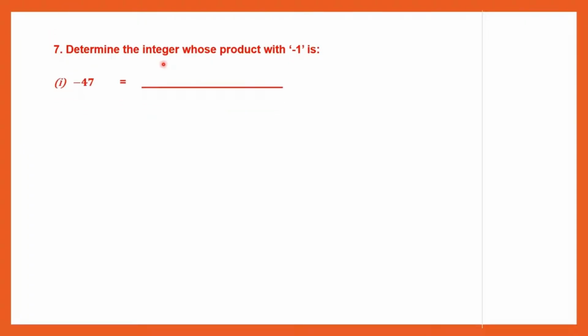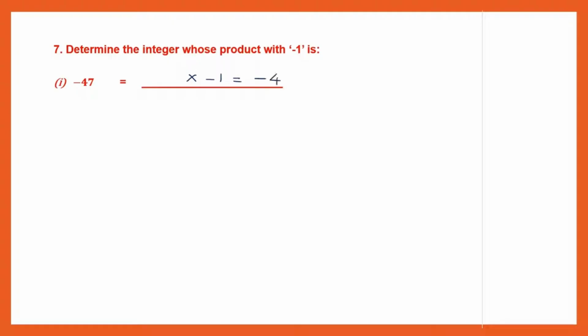Determine the integer, that means find out the integer whose product with minus 1 is minus 47. That is, if I multiply a number with minus 1, my answer should be minus 47. Find out that integer. That is our question. So an integer into minus 1 is minus 47. What is that integer? So, let's write that down.